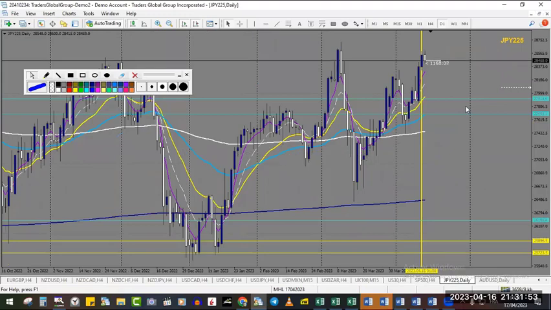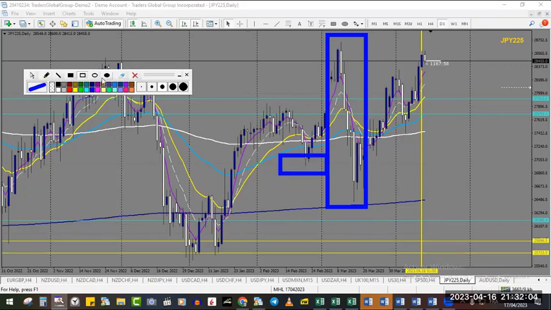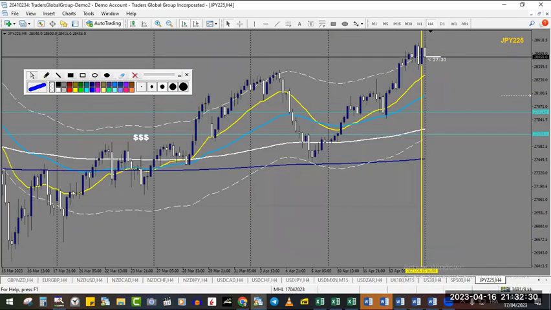JP 225, we have a daily move up. There was still this impulsive move going down that breaks this low. So there is still a chance that the price will reject this high. That's where it is right now. Now the weekly is still an uptrend, so that's why I would expect this low to work as a buy opportunity right here. We are at the end of this swing trading weekly analysis.